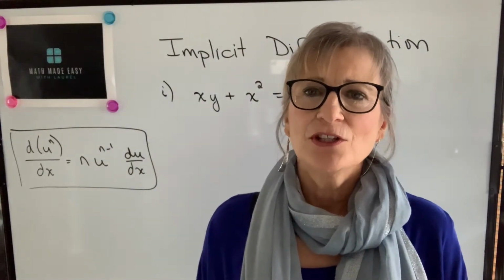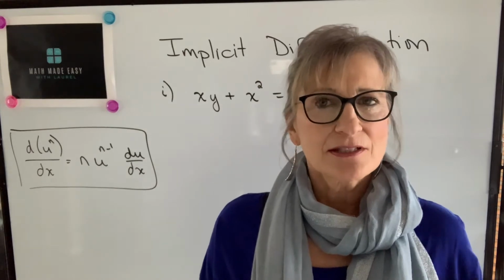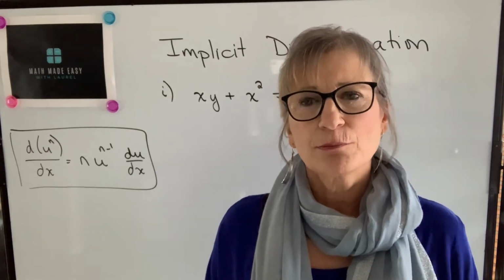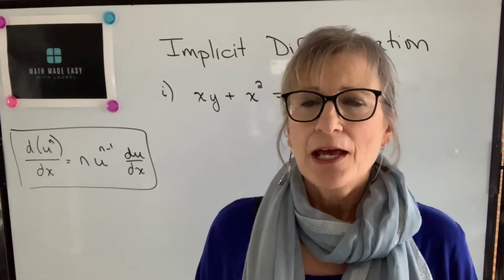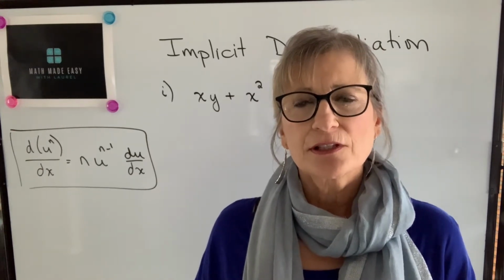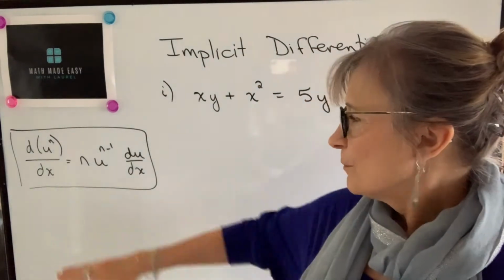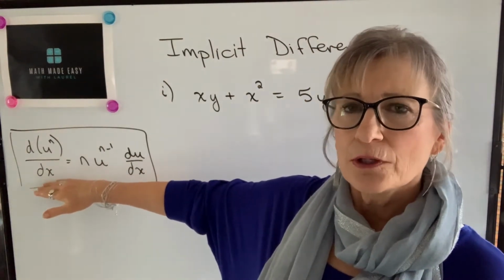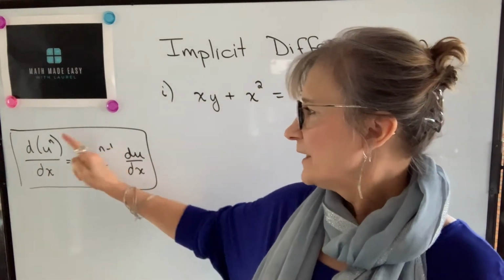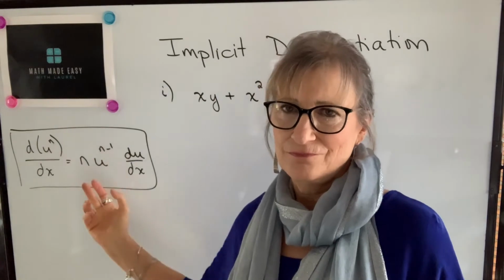So in the previous video I introduced implicit differentiation, and we looked at some examples of how to differentiate implicit relationships. I want to continue with that in this video and look at equations that get a little bit more complicated. So remember, we're using our power rule. Anytime we see a y, we think of it like we think of the u in this power rule.